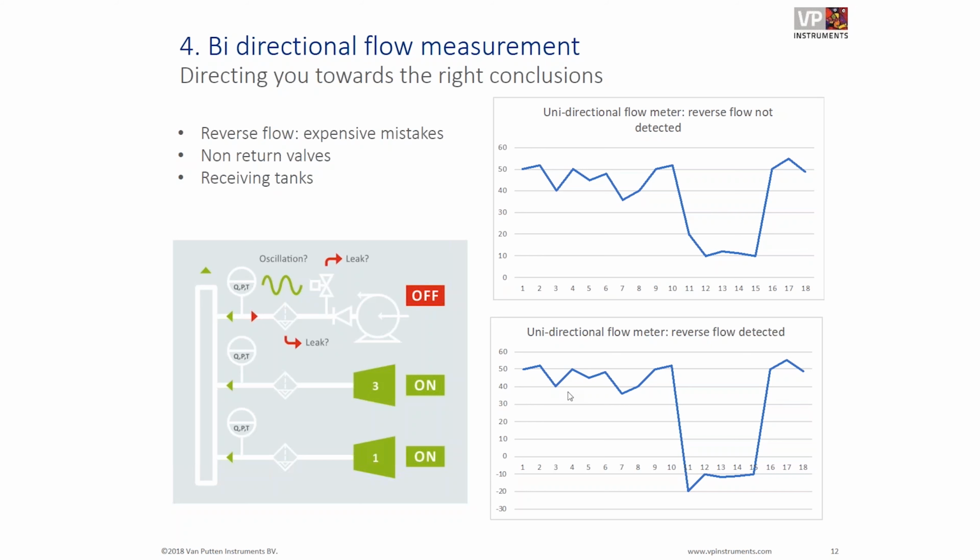You can also reveal sometimes oscillations in the system with a bidirectional flow meter. So it's sometimes very useful. You see in these graphs, it's the same signal, but unidirectional, and you can make a wrong conclusion if you're not measuring bidirectionally.